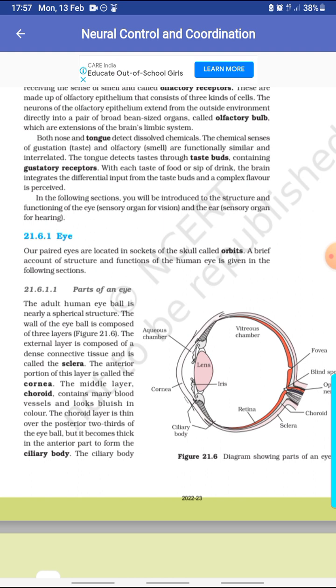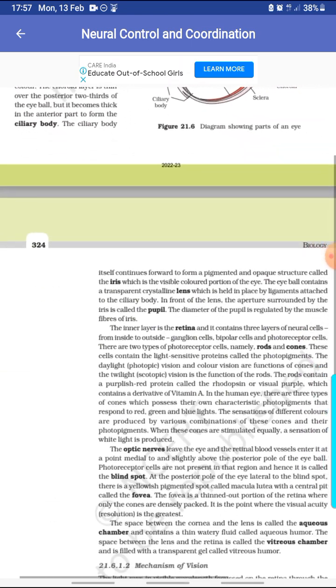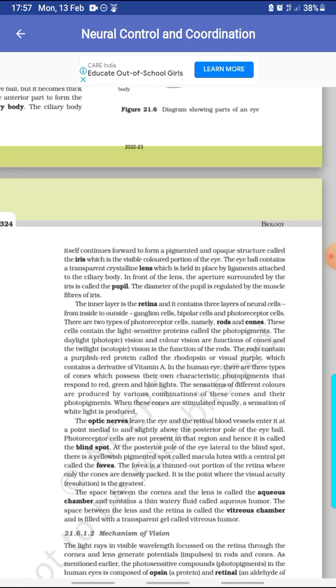The middle layer, choroid, contains many blood vessels and looks bluish in color. The choroid layer is thin over the posterior two-thirds of the eyeball, but it becomes thick in the anterior part to form the ciliary body. The ciliary body itself continues forward to form a pigmented and opaque structure called the iris, which is the visible colored portion of the eye.